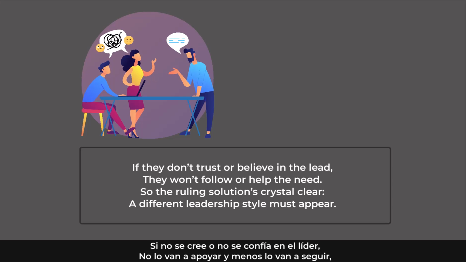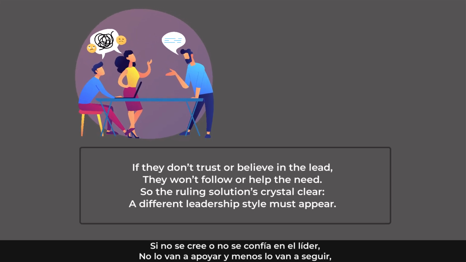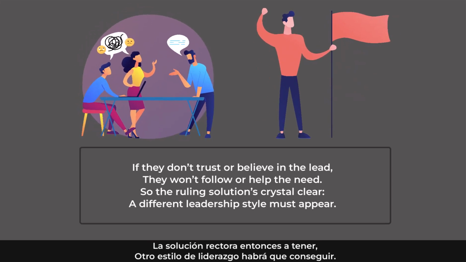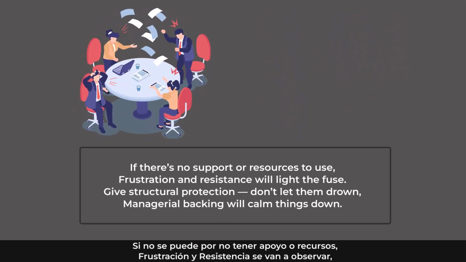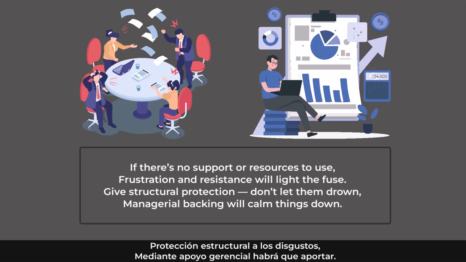If they don't trust or believe in the lead, they won't follow or help the need. So running solutions crystal clear, a different leadership style must appear. If there's no support or resources to use, frustration and resistance will light the fuse. It's structural protection, don't let them drown. Managerial backing will calm things down.